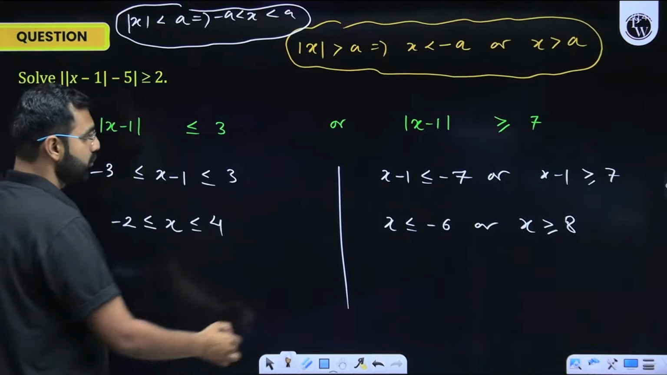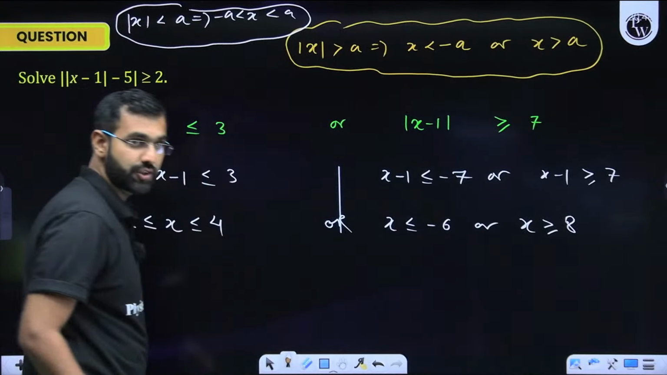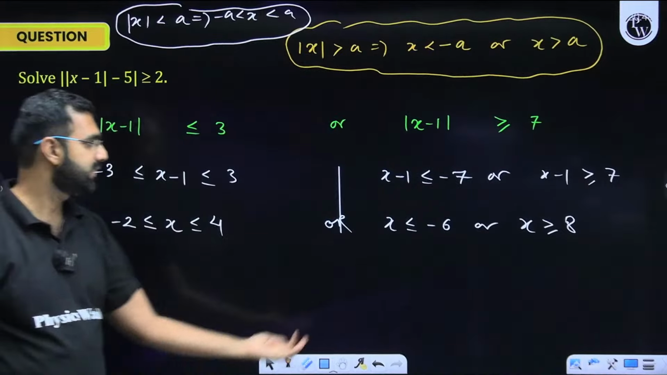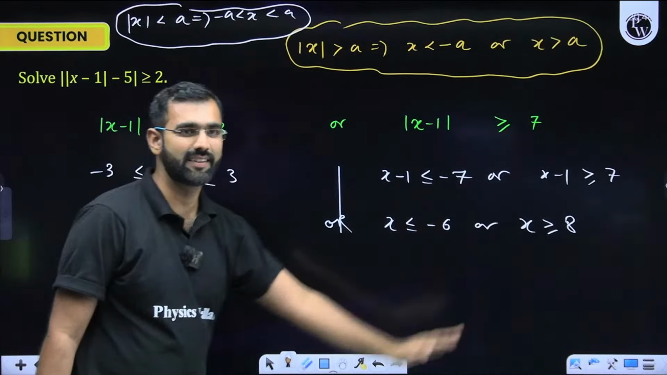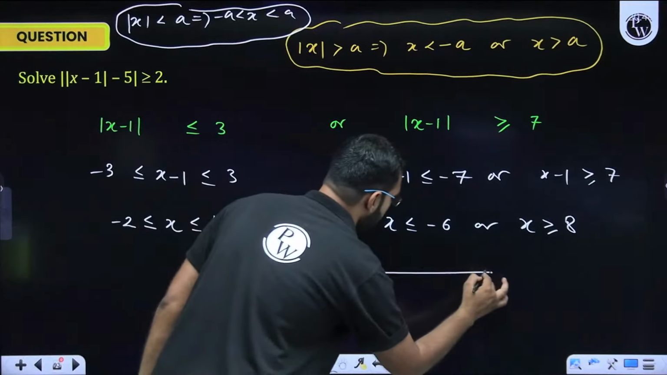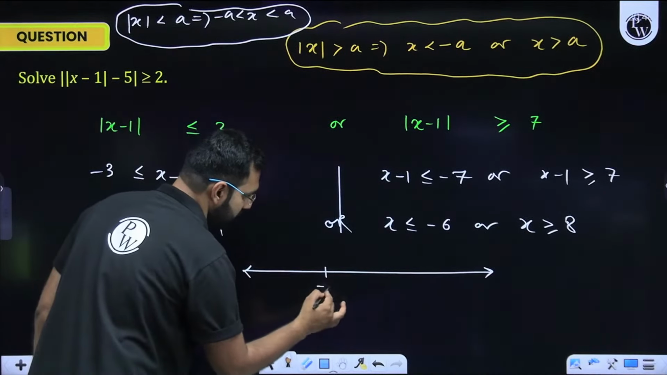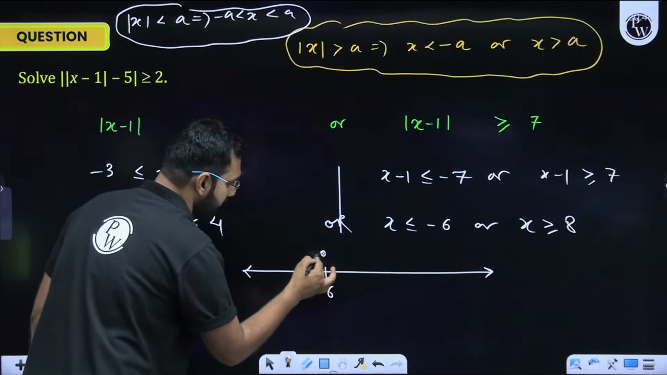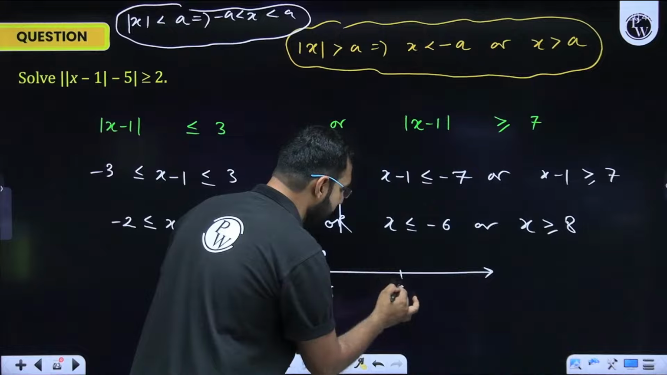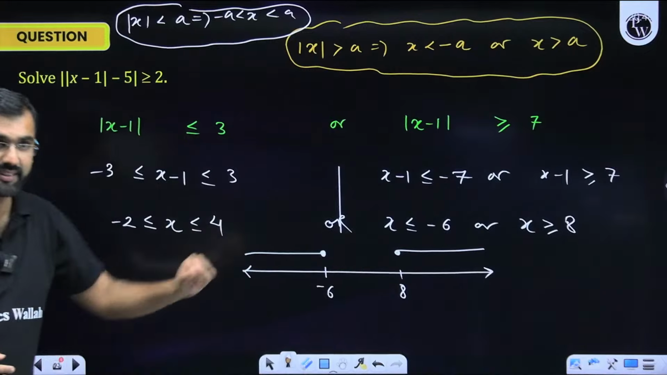Now I am supposed to put a union here. So union means, pay attention to this part. This says minus 2 to 4. This says less than or equal to minus 6. That says greater than or equal to 8. I hope you can clearly see, even if I make you understand this by plotting these numbers on the number scale, you'll be having minus 6. So x can be less than or equal to minus 6. This says x can be greater than or equal to plus 8. That is what this part is suggesting.